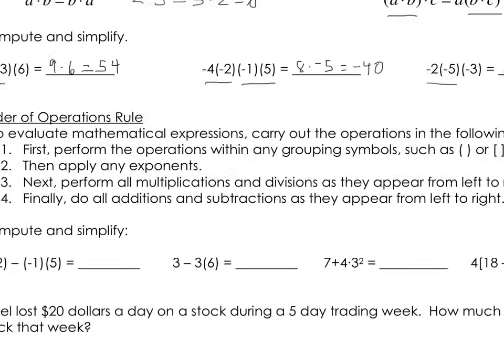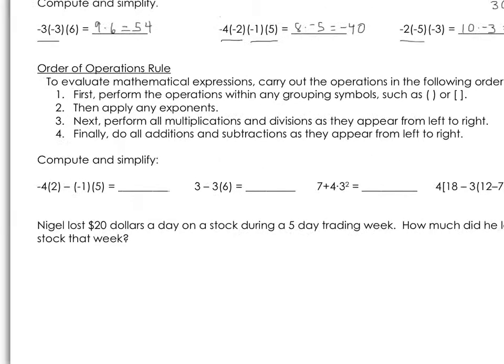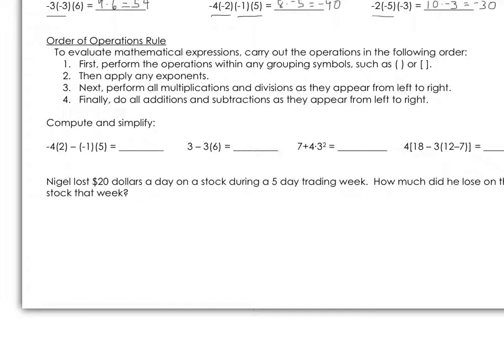Order of operations rule. To evaluate mathematical expressions, carry out the operations in the following order. First, perform the operations within any grouping symbols, such as parentheses or square brackets. Then apply any exponents. Next, perform all multiplications and divisions as they appear from left to right. Finally, do all additions and subtractions as they appear from left to right. You may remember this by "Please excuse my dear Aunt Sally." Parentheses, exponents, multiplication, division, addition, subtraction.